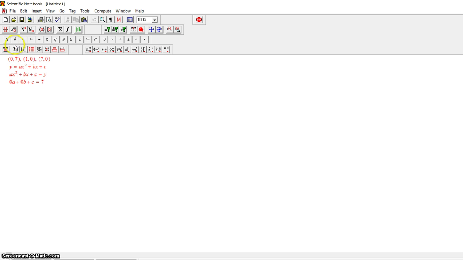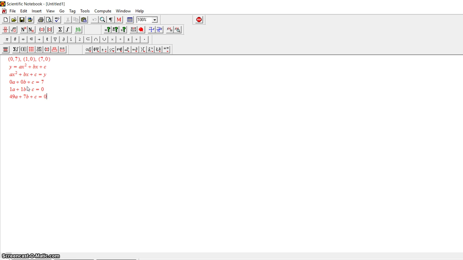I'm going to plug in x equals 1. When I plug in x equals 1, I get 1a plus 1b plus c equals 0. And then finally I'm going to plug in 7. 7 squared, I plug it in for the x here, 7 squared is 49, so I get 49a plus 7b plus c equals 0. And what we end up with is a 3 by 3 system of equations. We have 3 equations, and each of these 3 equations has 3 variables.